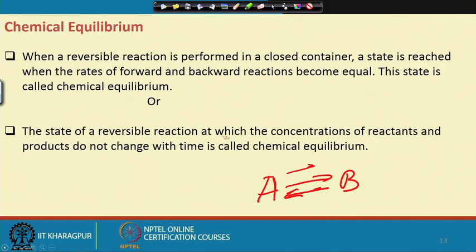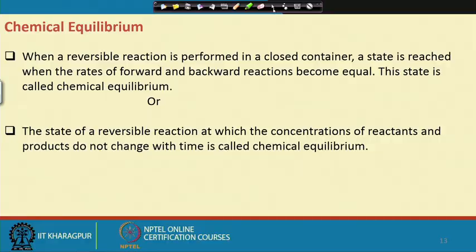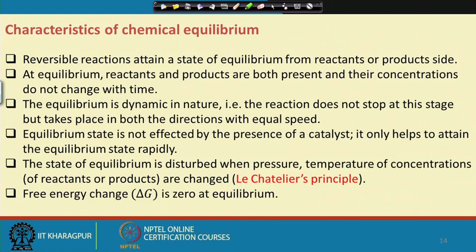The state of a reversible reaction in which the concentration of the reactant and product do not change with time is called chemical equilibrium. I told you that when the rate of forward reaction is equal to the rate of backward reaction, then we call it equilibrium conditions. Now, the characteristics of chemical equilibrium are several. The reversible reaction attains a state of equilibrium from reactant and product side, and at equilibrium the reactants and products are both present and their concentrations do not change.